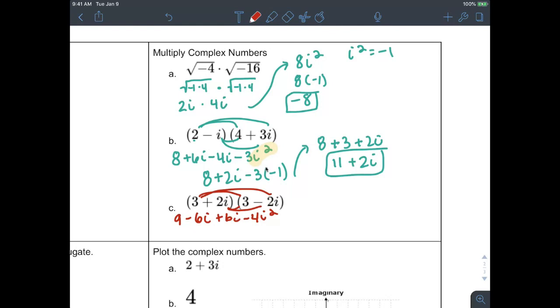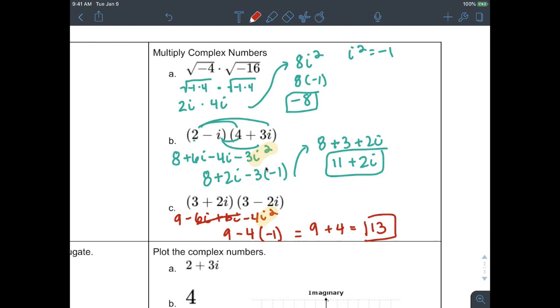These cancel in the middle, leaving me with 9 minus 4 times negative 1, since i squared is equal to negative 1. So I get 9 plus 4, which is 13. Notice we multiplied these two complex factors together and came out with a whole real number.